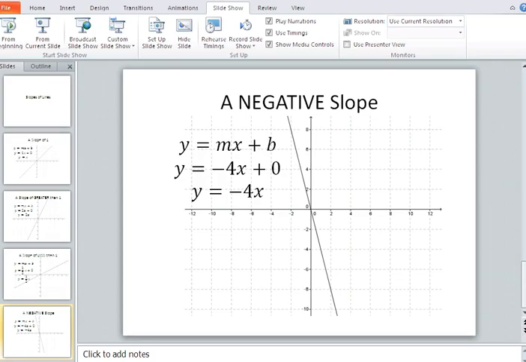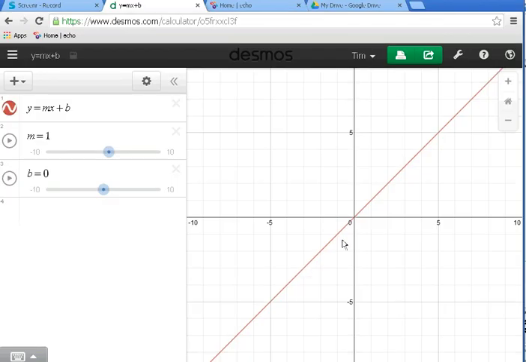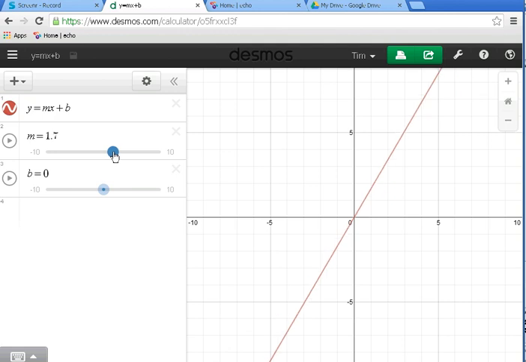Let's look at playing around with some slopes on Desmos.com. Here I have y equals mx plus b, and I've got my slope set right now, m, at 1. And there it is. That's what the slope of 1 looks like, this 45-degree angle. As I increase the value of m, the slope becomes steeper. I think of this as sort of a severe positive slope if it's greater than 1.